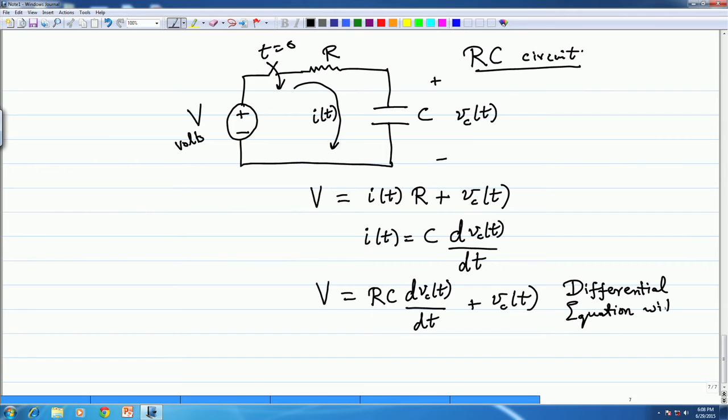With constant coefficients. Okay. So, clearly, to be able to solve for the voltages and currents in this circuit, I should be able to solve this differential equation.